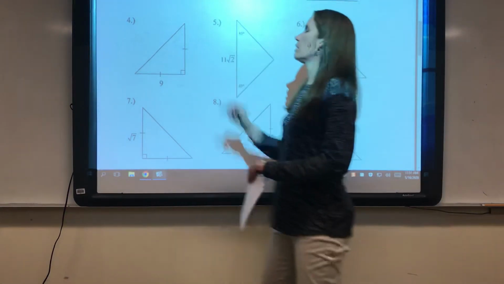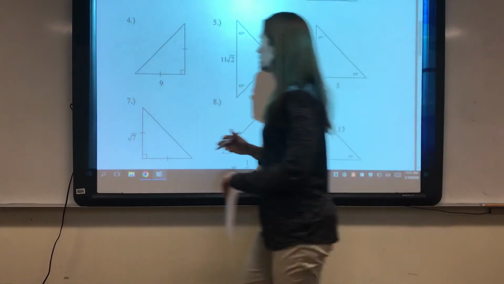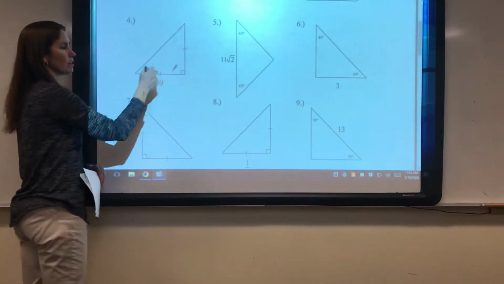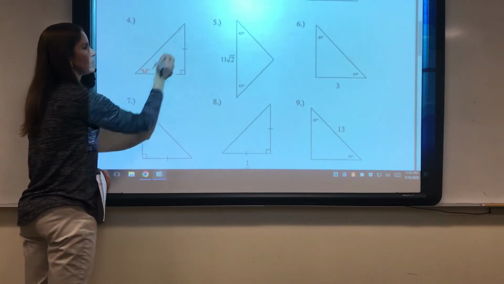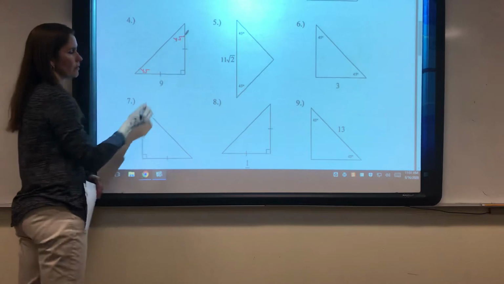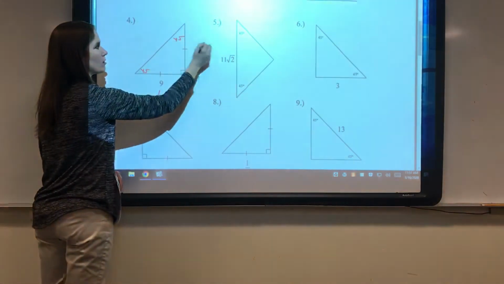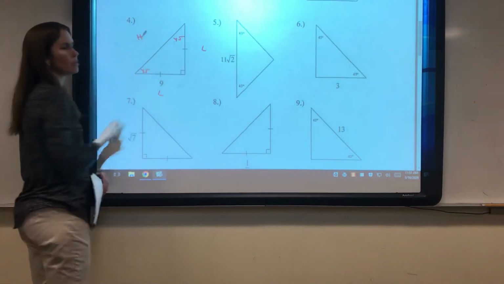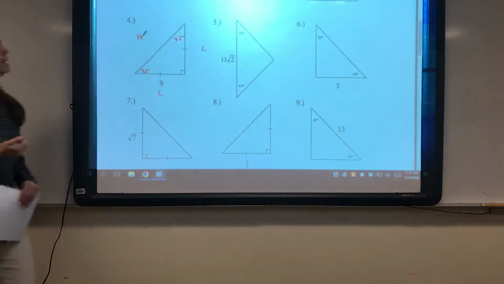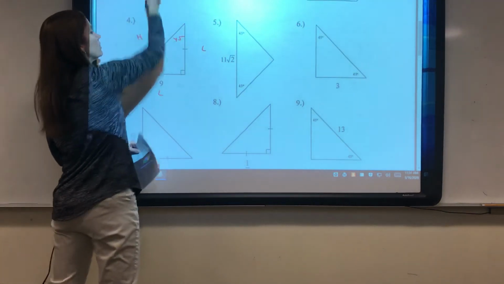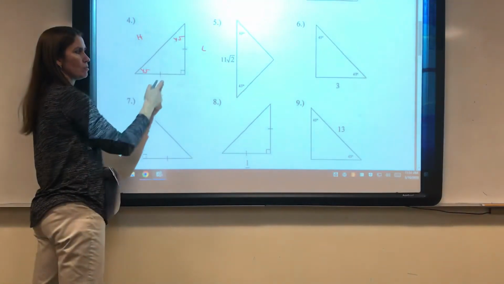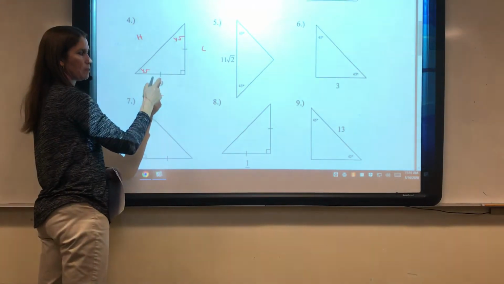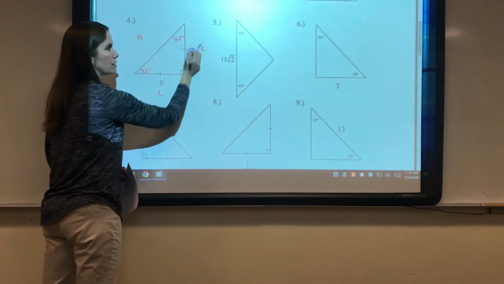So if we go ahead and look at 4, 5, and 6, then again, same idea. We've got our 90, we've got our two sides congruent, so we know that these two angles are 45 and 45. I know that's a leg, I know that's a leg, I know this is the hypotenuse because it's across the right angle. And again, I know that these two sides, the two legs, must be congruent. So if that one's 9, that one's 9.